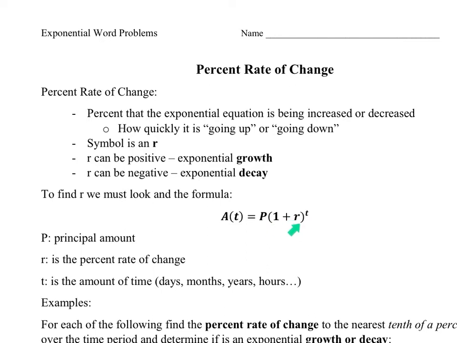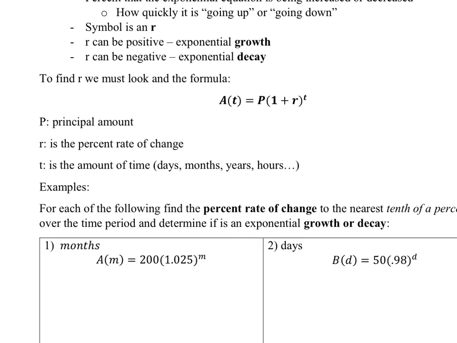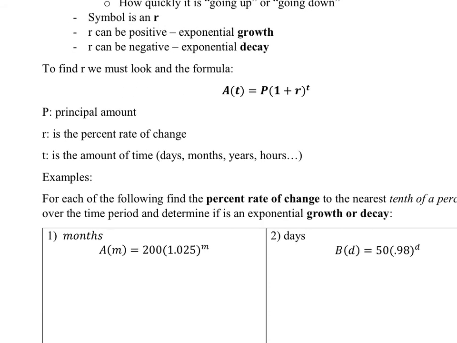So notice inside the base here, 1 is being added to the R. R can be positive, which would make it growth, or it could be negative, being decay. Or you could just add or subtract the rate. So here we are. This is the general formula for the percent rate of change, for the exponential growth or decay, and how we're going to find that percent rate of change.